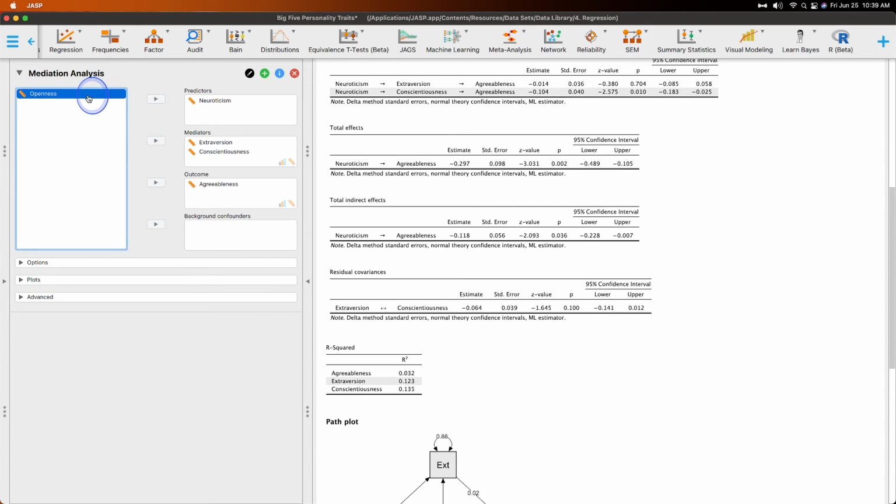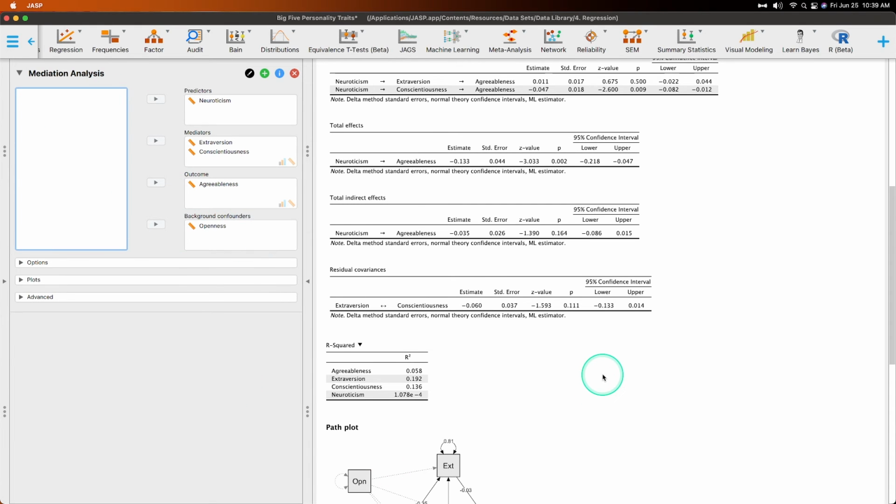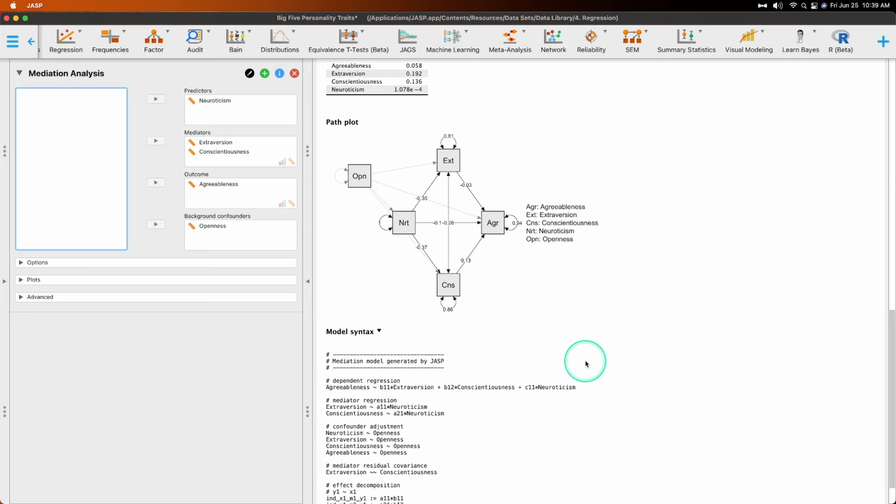So let me show you with our last variable, plopping that into background confounders. So before we take a look at the change over there, you can see here that openness doesn't actually have any parameter estimates. And it has dashed lines, dashed arrow lines going to our 4 other variables.